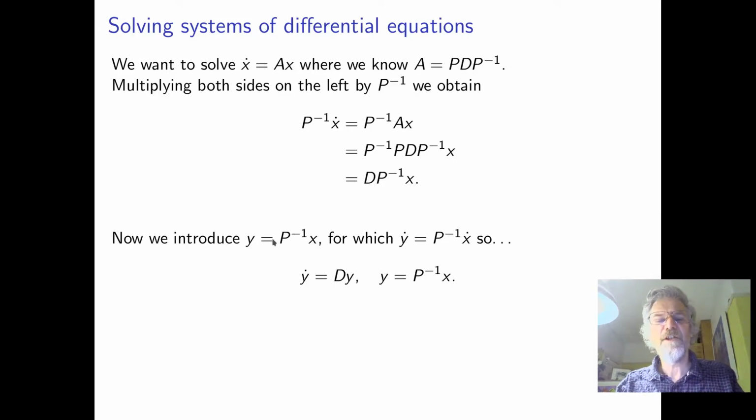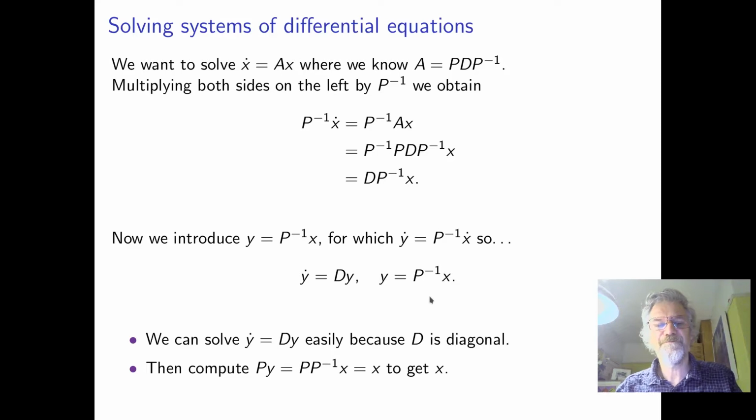So the new variables, we'll call them y equals P inverse x, are decoupled. And then the differential equation is y dot equals Dy. And this is a diagonal matrix, so we can just solve the differential equation separately. And in fact, that would just be e to the eigenvalue times t. When we finish, we have to go back to x, which means if we've got the y, then we multiply by P to get the x. So Py is the solution x.